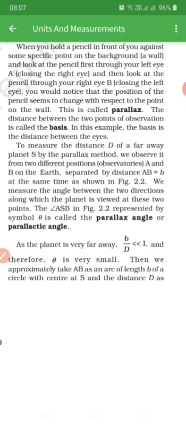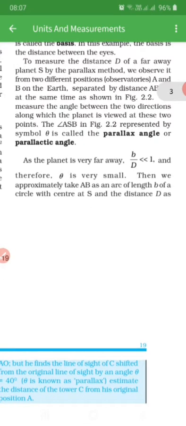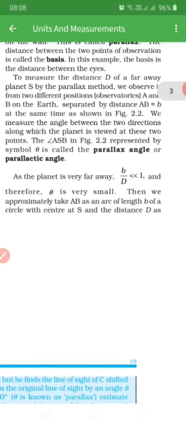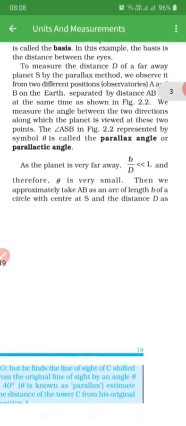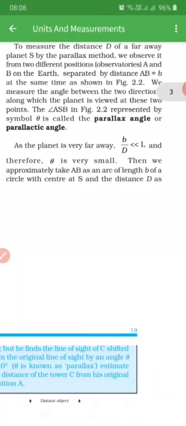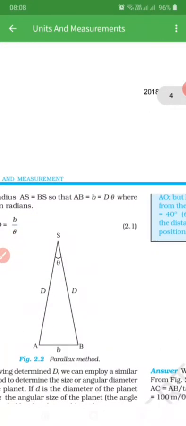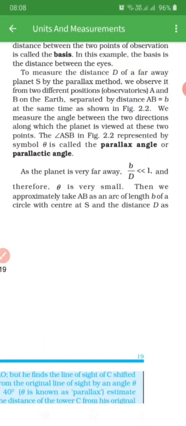So again we will go through this procedure. To measure the distance D of a far away planet S by the parallax method, we observe from 2 points, that is observations A and B on the earth, separated by distance small b, at the same time. Now we measure the angle between the two directions along which the planet is viewed at these 2 points. So angle ASB, represented by the symbol theta, is known as the parallax angle or parallactic angle, as I show you in the figure.